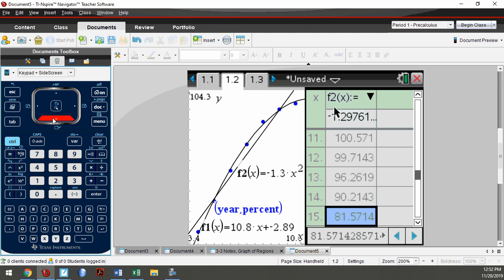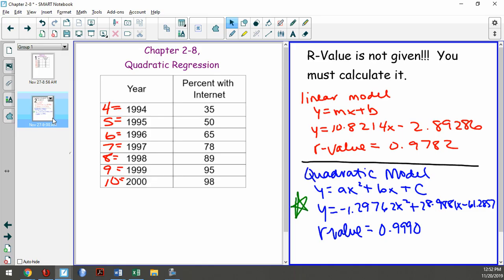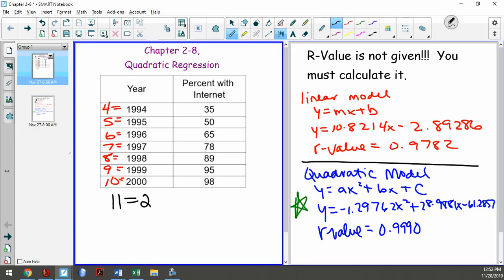What year is 11? 2001. Do we understand that? Because 10 corresponds to 2000, so 11 is going to correspond to 2001, and that is when I was going to have 100% of my schools having internet access. Do we all understand that?